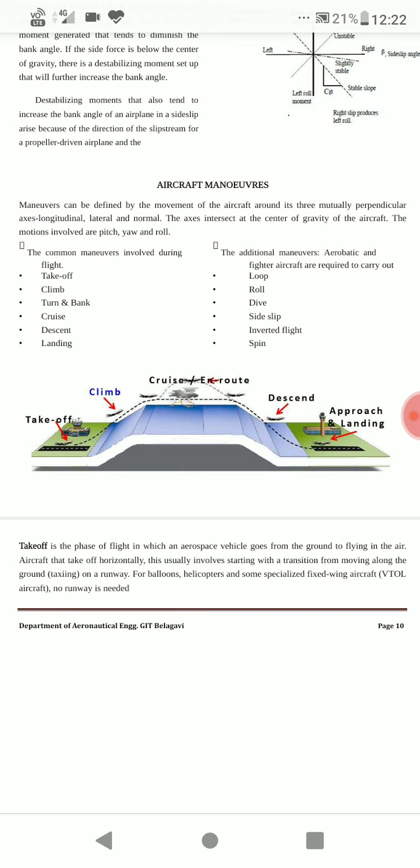Apart from that, for the fighter jet, especially the aircraft used for military purposes, the pilot must know the additional maneuvers also, in order to escape from the enemy or to drop a bomb or something else. In this video we will cover this much, and in an upcoming video we will talk separately with respect to the additional maneuvers. Thank you.